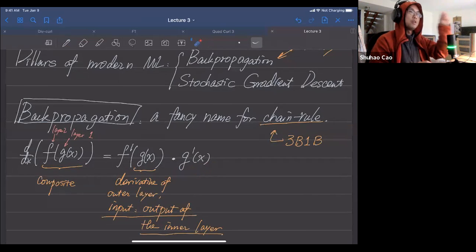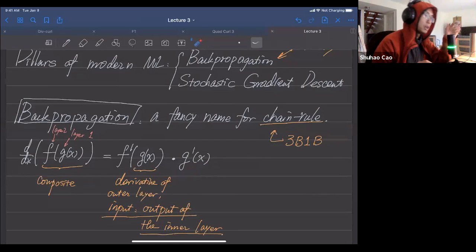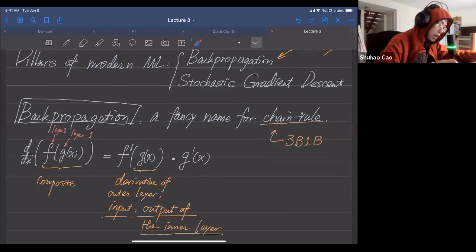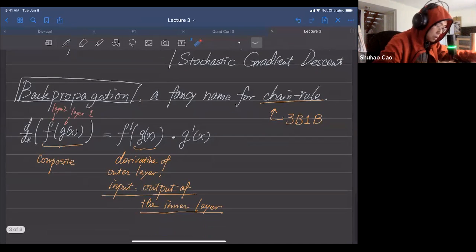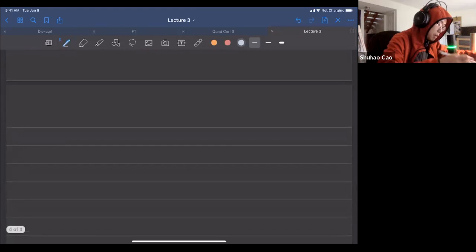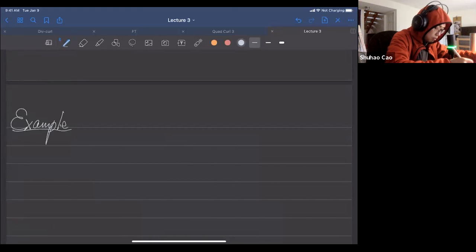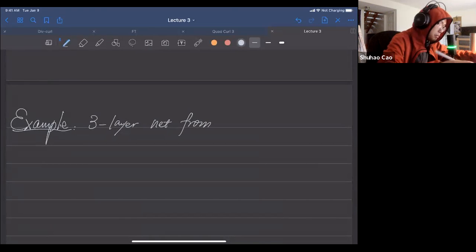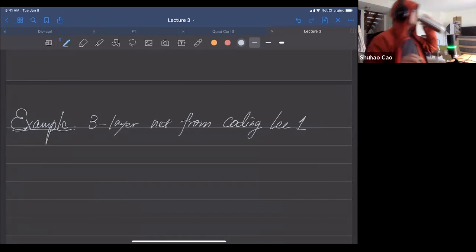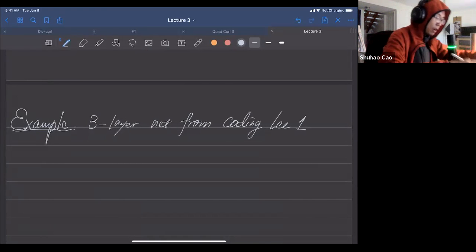And now let's try to apply this formula to the neural network we have learned. So we use a simple three-layer network, for example, the 3-layer net from coding lecture 1. So we have the following network.